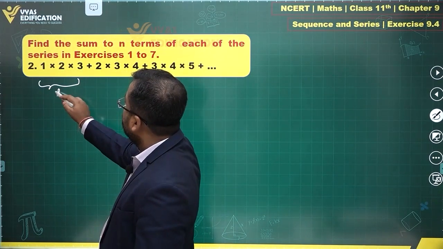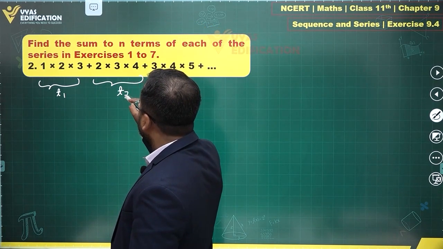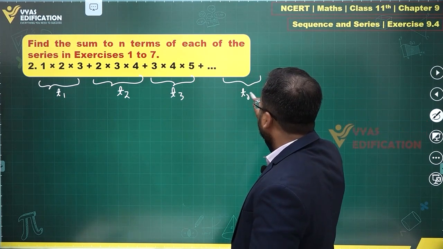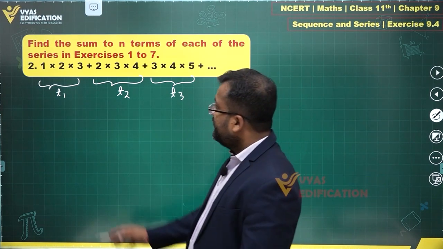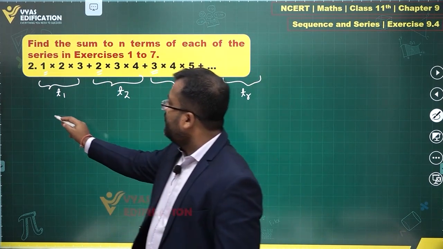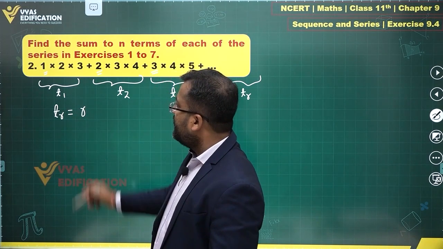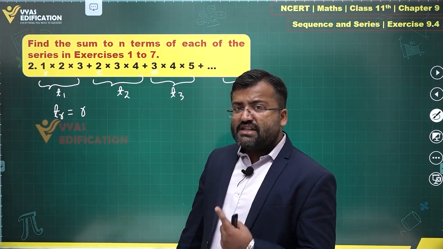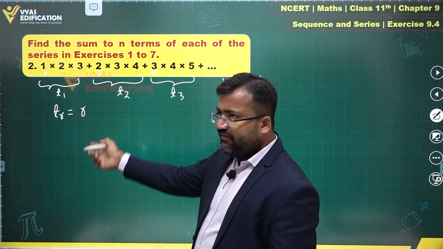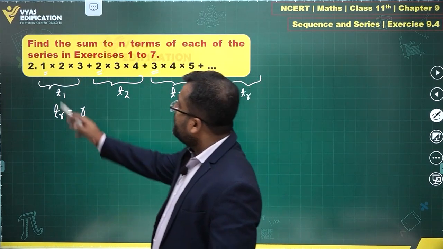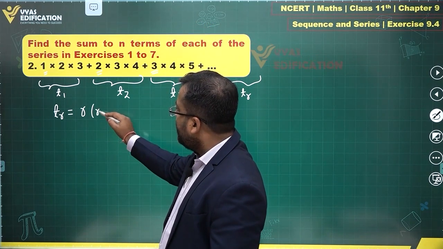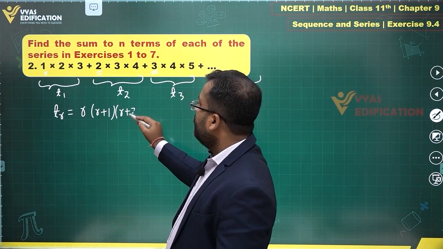This here is T1, this here is T2, this here is T3. So what will TR look like? Let's take a look at this. T1 has 1, T2 has 2, T3 has 3, so TR will obviously have first term as R. Each term is a product of 3 numbers, of which the first number is R. The next number is 1 plus 1, 2 plus 1, so what you'll have is R plus 1, R plus 2.